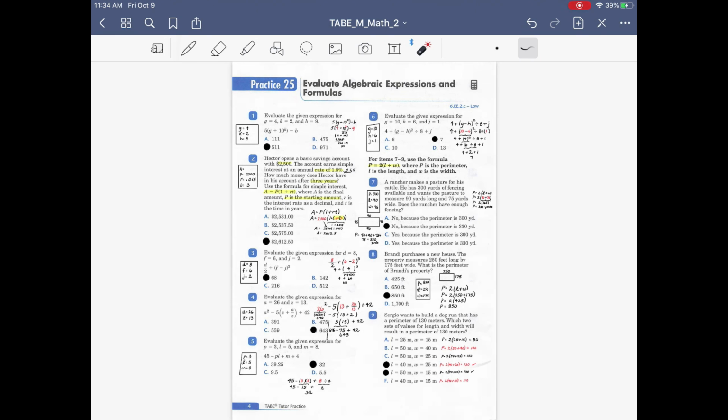In the next lesson, we will be looking at expressions again, so we'll continue not substituting but working with them still.